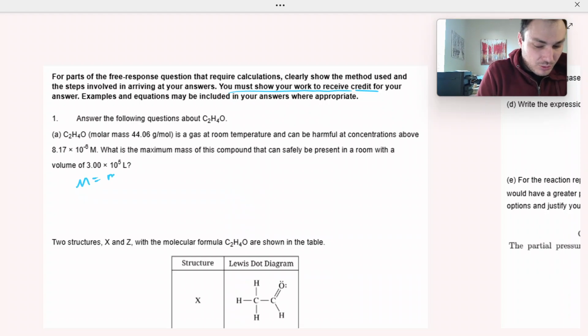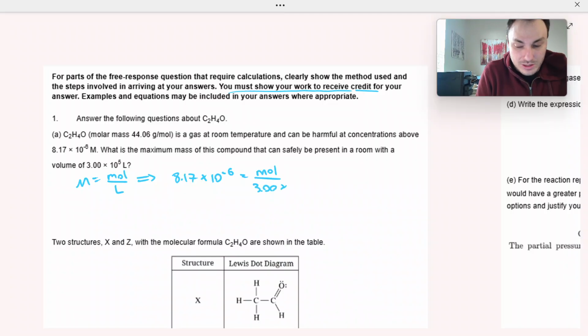Molarity equals moles over liters. We are at the portion of the year where you should really be ready and willing to convert using the molarity equation or the dilution equation. Let's get to moles of this compound. So if we have this concentration, 8.17 times 10 to the negative 6, let's find out how many moles in 3.00 times 10 to the 5th liters.